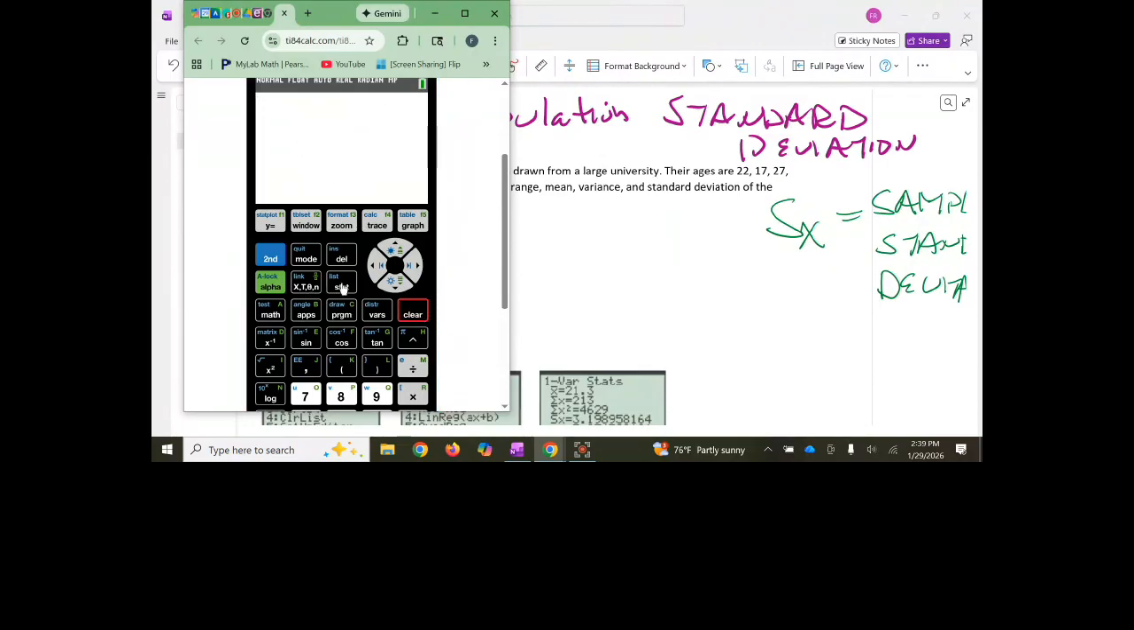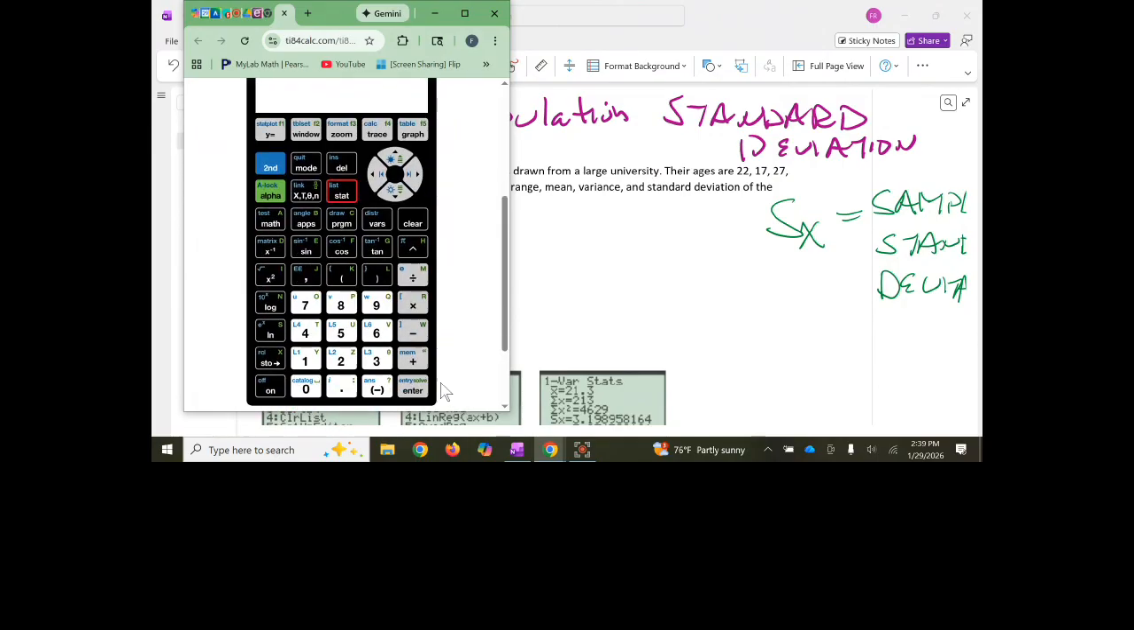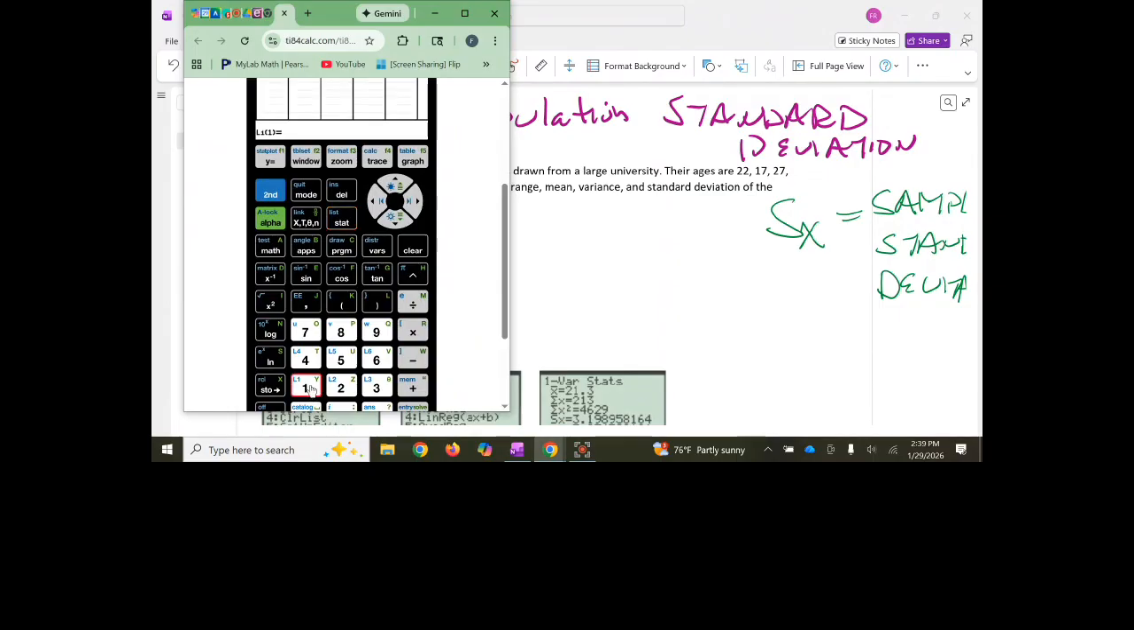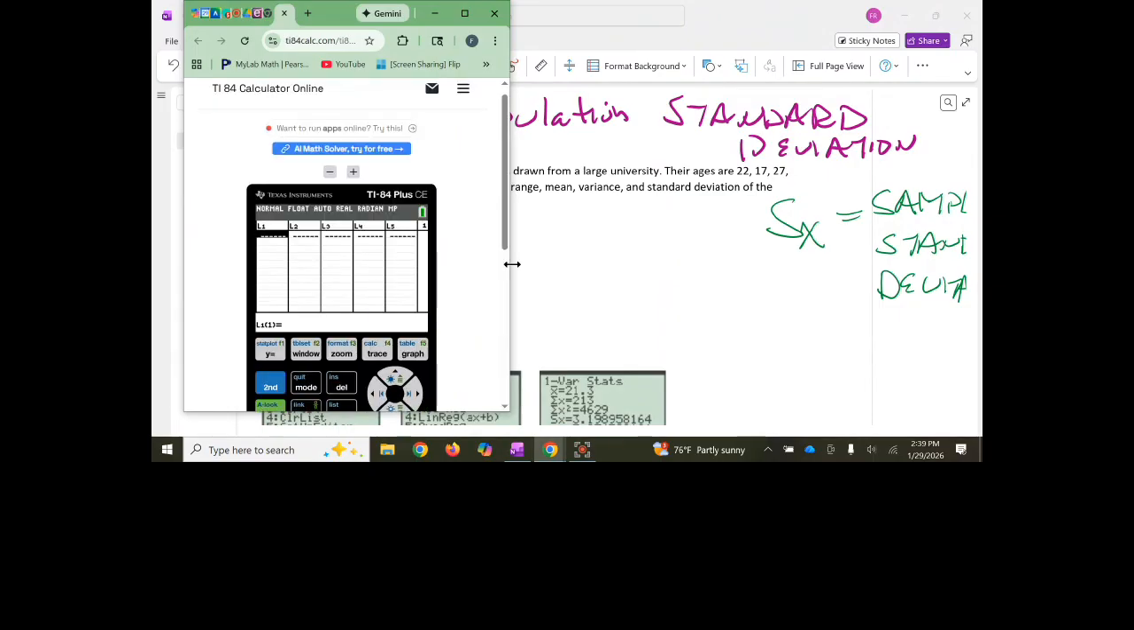On the scientific one, I was going to the data. Here, I'm going to do my list. Oh, wait, sorry, that's not what I've got to do. It's stat, right? Edit, there we go. We're going to edit our first list.